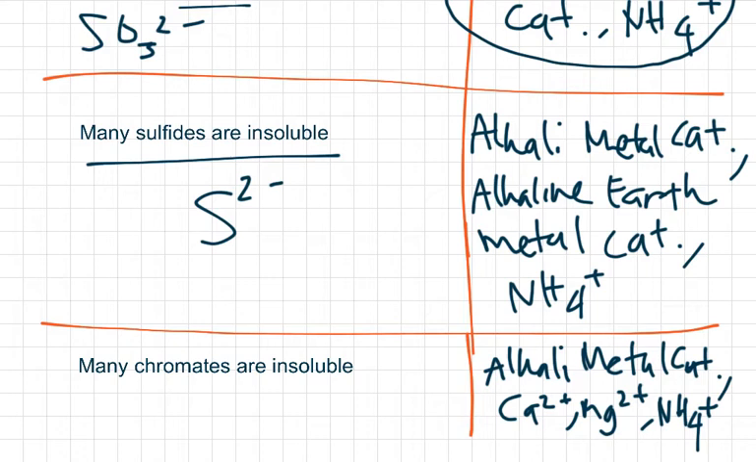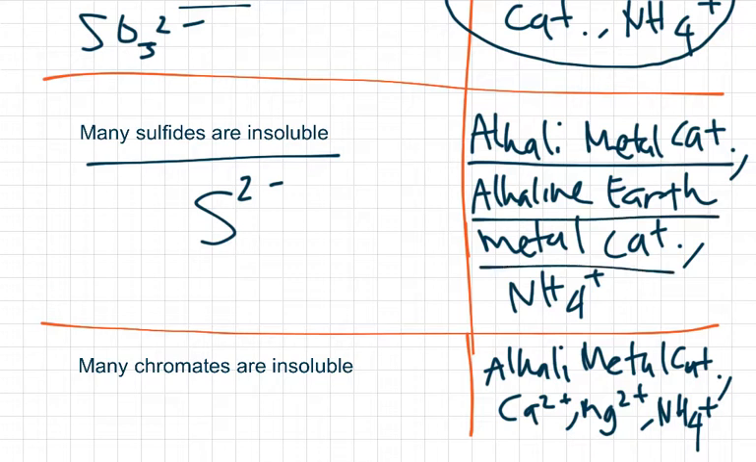So, the exceptions for sulfides will be alkali metal cations, alkaline earth metal cations, and NH4+. Now, many chromates are insoluble. The exceptions will be, of course, the alkali metal cations and NH4+, but we also have calcium 2+ and magnesium 2+. So that's something cool.